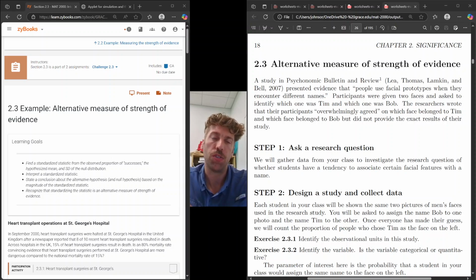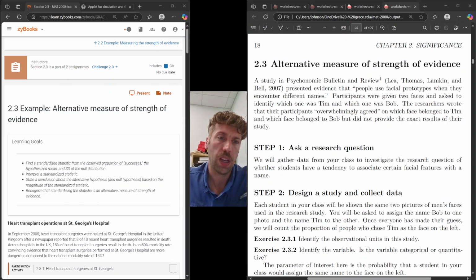We're looking at section 2.3 worksheet for Introduction to Statistics. This section is called Alternative Measures of Strength of Evidence. Again, I've got the split screen here with my worksheet on the right and the reading on the left, because there's some similarities here that I wanted to point out to you.